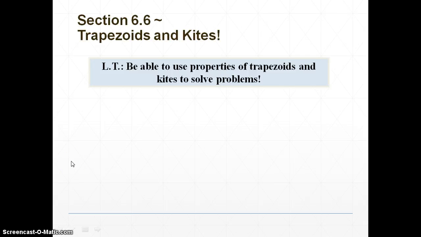Hi class, this is section 6.6, Trapezoids and Kites. So we are moving away from the parallelograms that we've been focusing on, and now we're going to focus on those other two branches of the quadrilateral tree, the kites and the trapezoids. So you'll be able to use properties of trapezoids and kites to solve problems today.